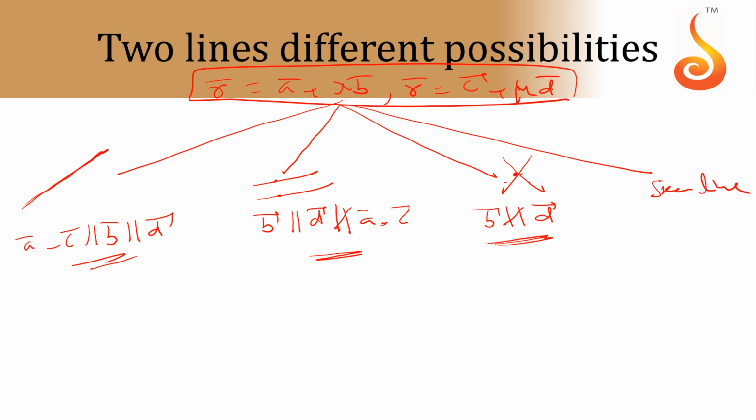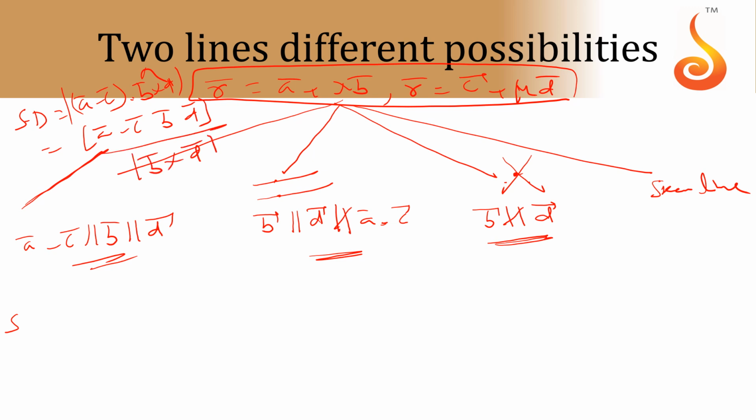If you recollect the shortest distance formula, what is the shortest distance formula? It is (A bar minus C bar) dot (B cross D) by modulus of B cross D. So it is nothing but box of A bar minus C bar, B bar, D bar by modulus of B cross D. In this case, if you observe, both numerator and denominator are zeros.